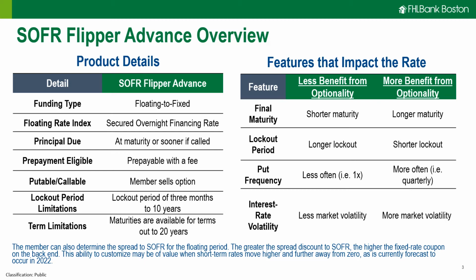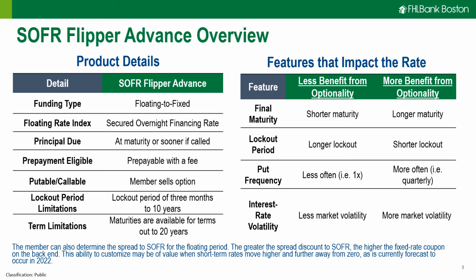Along the left-hand side, we see that the coupon structure for the Advance is floating to fixed, and the index it floats off of for the first portion of the Advance is going to be SOFR, the secured overnight financing rate. And the principal will be due either at maturity or sooner, and we'll get into how and why that may occur in a little bit.